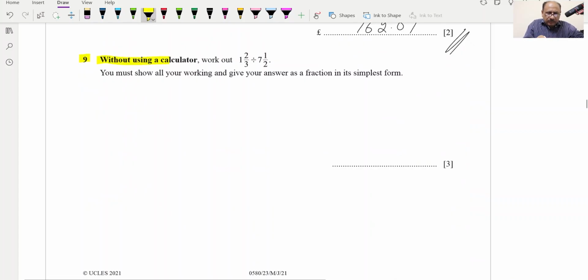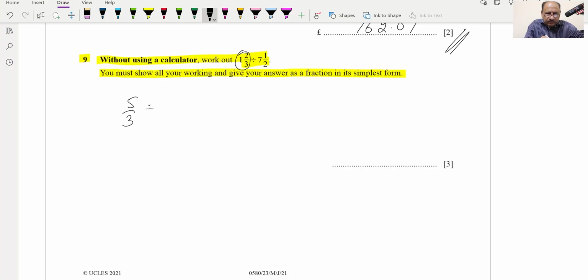Question number 9. Without using a calculator, work out this fraction. You must show all your working and give your answer as a fraction in simplest form. So 1 whole 2 by 3, we can convert this mixed fraction into an improper fraction. 3 ones are 3 plus 2, so it will be 5 by 3.